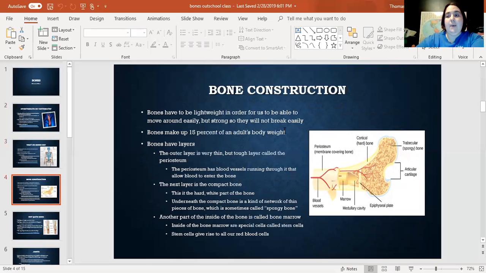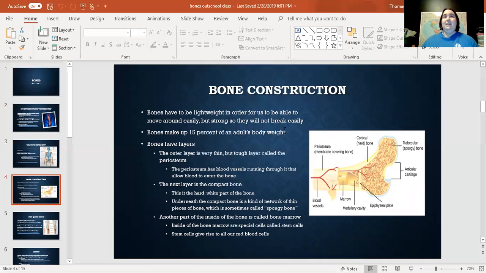Again, bones have to be lightweight in order for us to be able to move around easily, but strong enough so they will not break easily. So I kind of compare this to two extremes. Lightweight, think about paper. If you have a piece of paper, you're going to be able to move it, and after you move it a while, it will end up tearing. And we don't want our bones to tear and break, so we don't want them to be super light.